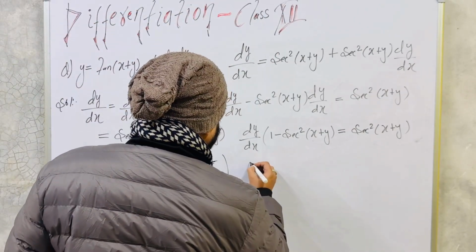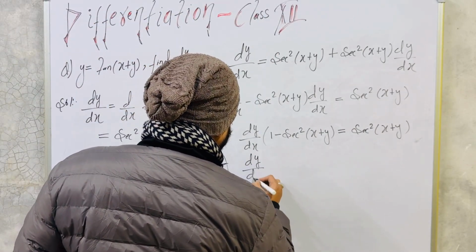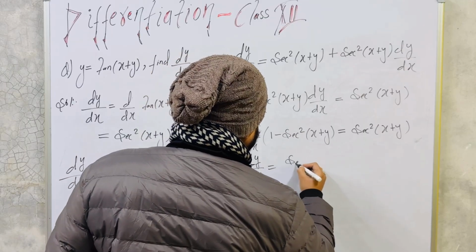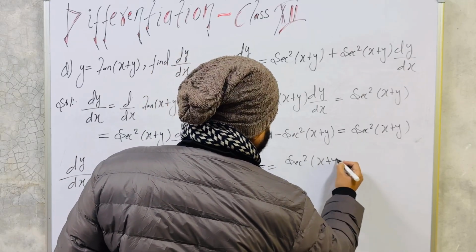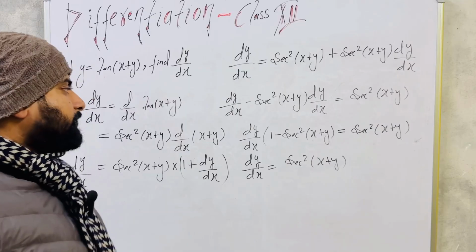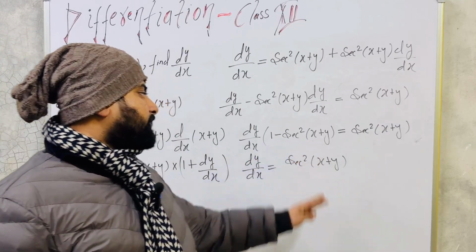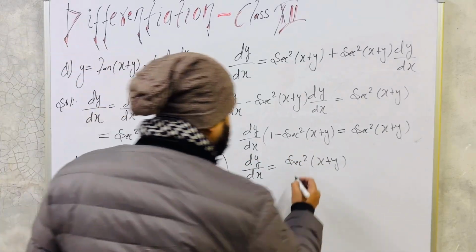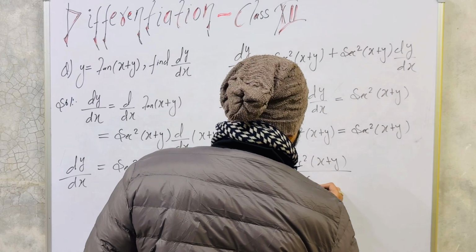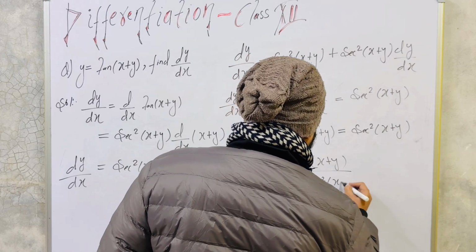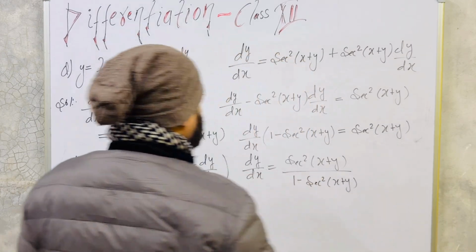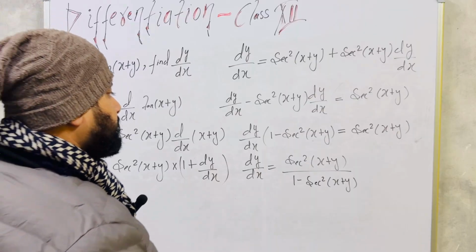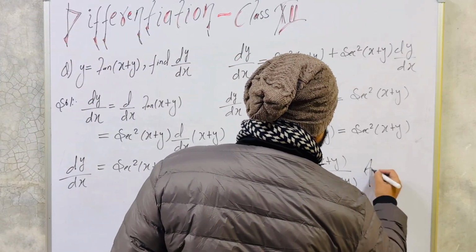Now dy by dx is equal to sec square (x plus y) over 1 minus sec square (x plus y). The 1 minus sec square (x plus y) goes to the denominator. This is the final answer to your question.